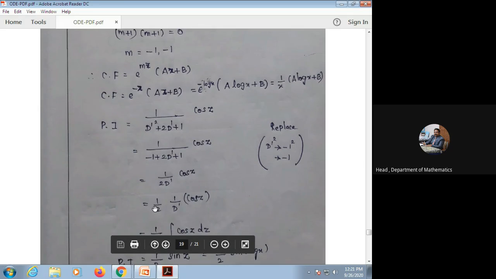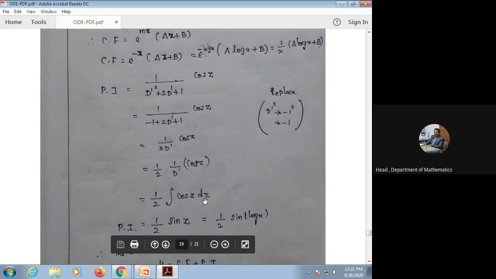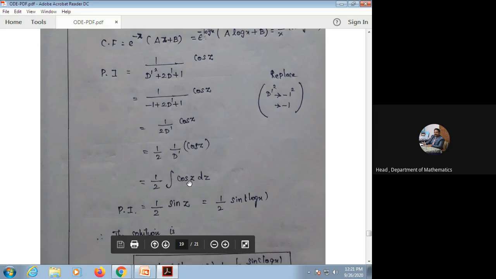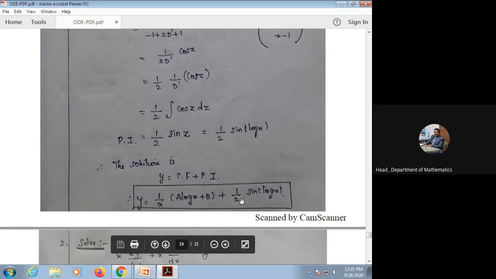So take 1 by 2 outside. Therefore 1 divided by D dash of cos z. What is the meaning of 1 by D dash of cos z? That is the integration of cos z dz. What is the integration of cos z? That is sine z. Therefore the particular solution is 1 by 2 sine z. But you have to change it into x form. What is the z value? Log x. So the particular solution is changed into the variable x. Therefore, this is the particular solution. Therefore the general solution is y equal to complementary function plus particular solution.